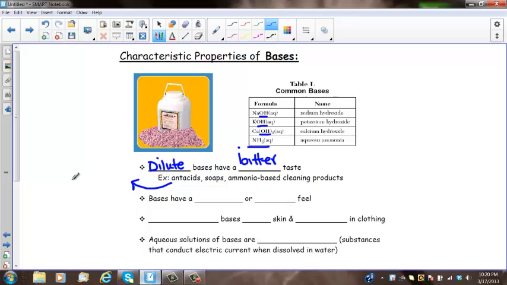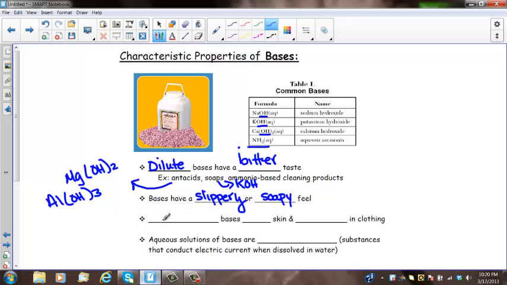Antacids have Mg, so MgOH2 is MOM, milk of magnesia. Another one would be AlOH3. This is found in Maalox. Your soaps contain potassium hydroxide, KOH. So bases have a slippery or soapy feel to them, as most of them are cleaning agents.